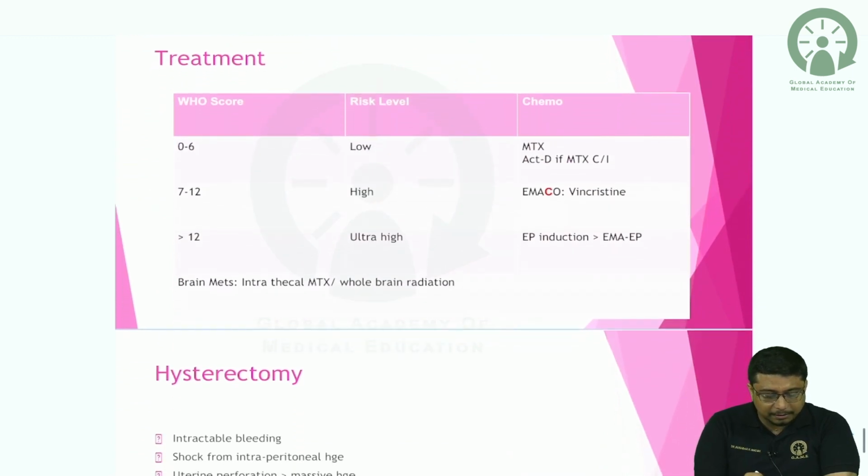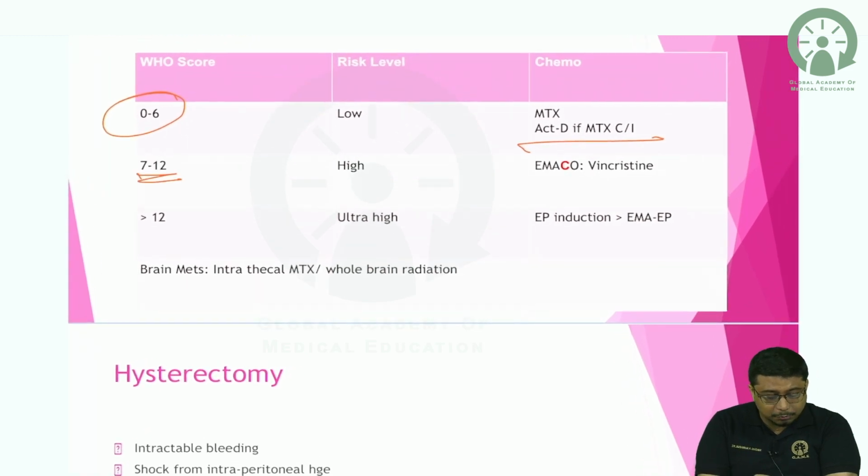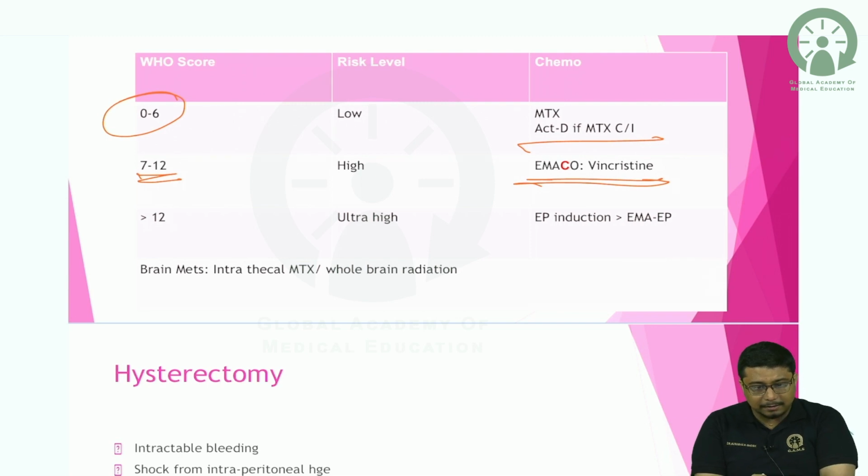So treatment, if it is a low risk disease like 0 to 6 is the risk score, then methotrexate is the drug of choice. If methotrexate is contraindicated, you can use actinomycin D. 7 to 12 high score gets EMACO regime. And remember, the C in EMACO stands for vincristine.